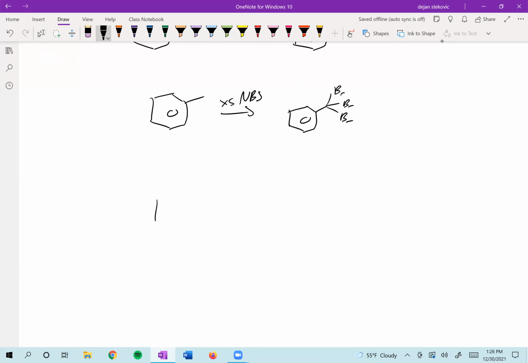Another useful reaction is, as we've seen, we can have our acyl halides. What we can do is we can add some H2 and palladium, and we can reduce that down, right, to just our alkyl chain.